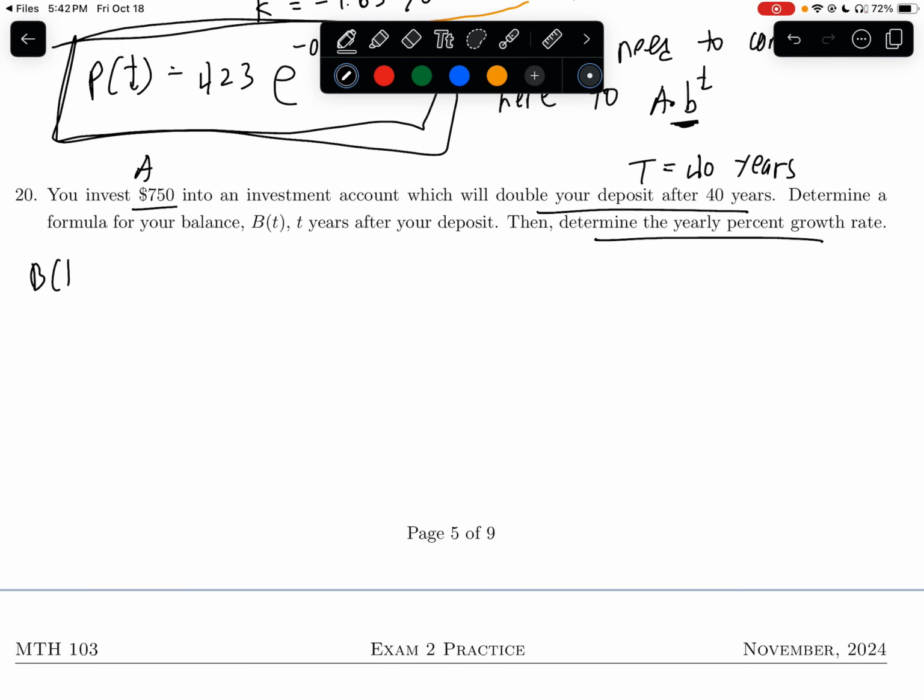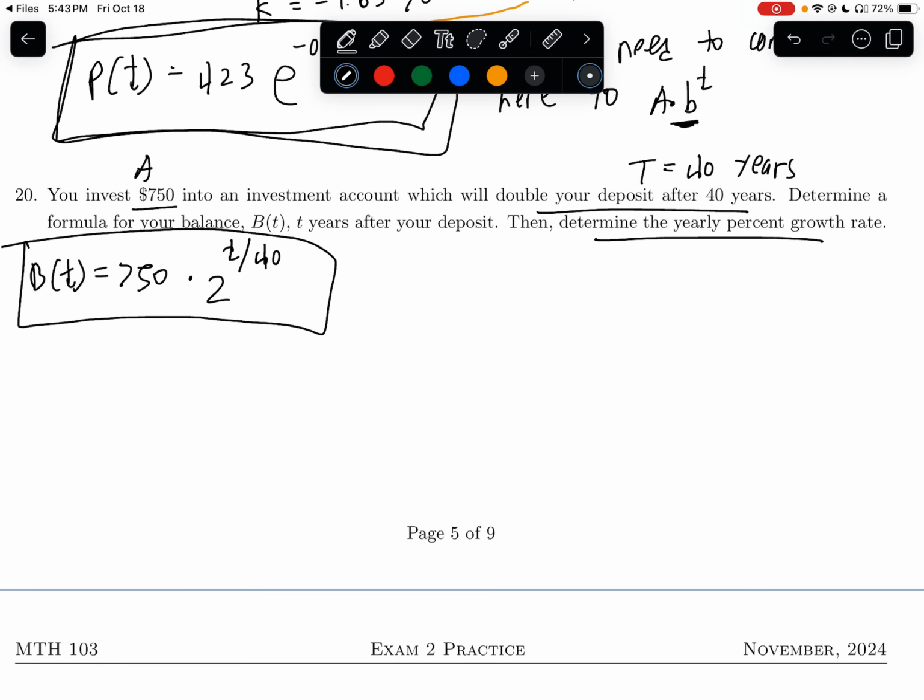So then the function is 750 times base 2 power t divided by capital T, which is 40. And that would be it. This is the formula for the function. So if we want to know the yearly percent growth rate, we need to find the base or the growth factor for this function, which is 2 to the power of 1 over 40, because t over 40 is really 1 over 40 times t, just being explicit about the multiplication here.